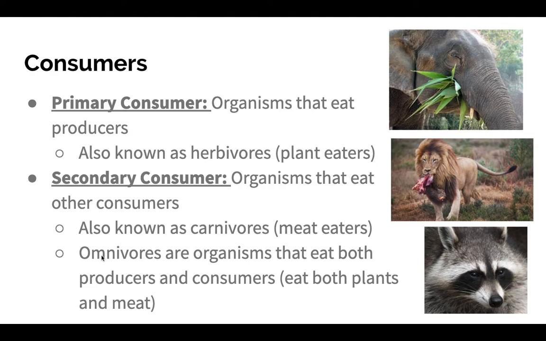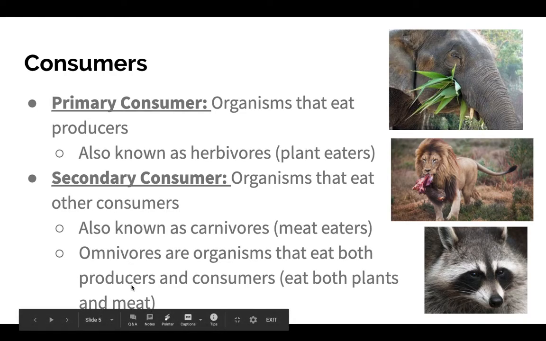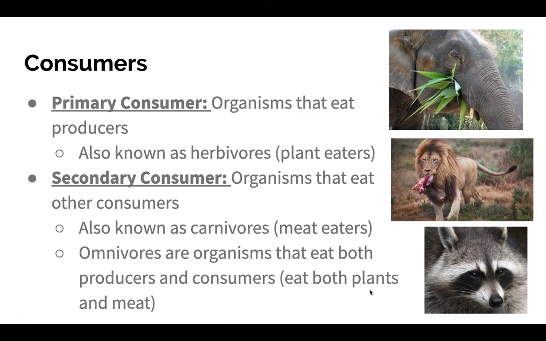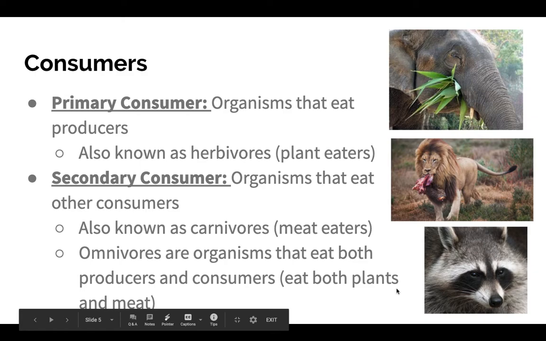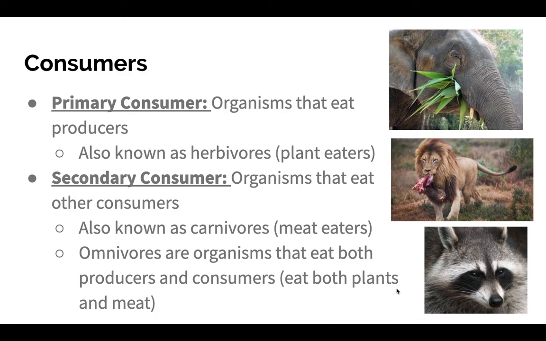Now we do have a special category of organisms called omnivores. These are organisms that will eat both producers and consumers. They're eating both plants and meat. Raccoons are omnivores. They will eat both types of food. Many people are omnivores who will eat both plants and meat.